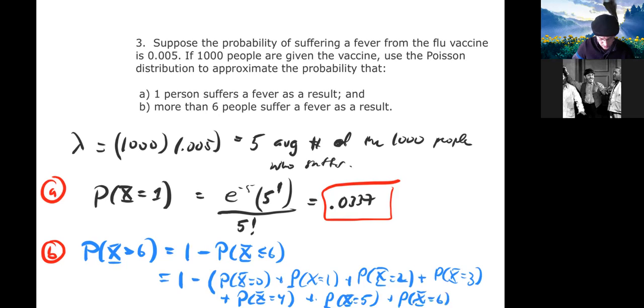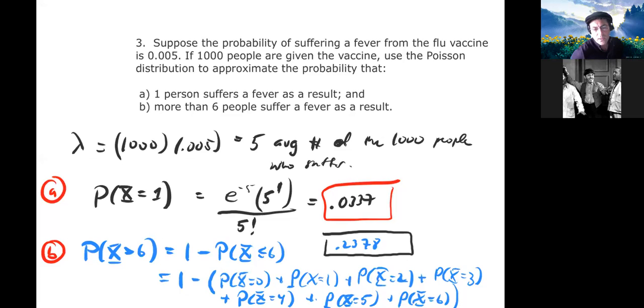Now there are calculators online which will actually do these computations for you. So let me just tell you the answer to this part of the problem. I computed separately the sum in the parentheses, and I subtracted it from 1, and I got 0.2378. So that's the answer to part B.